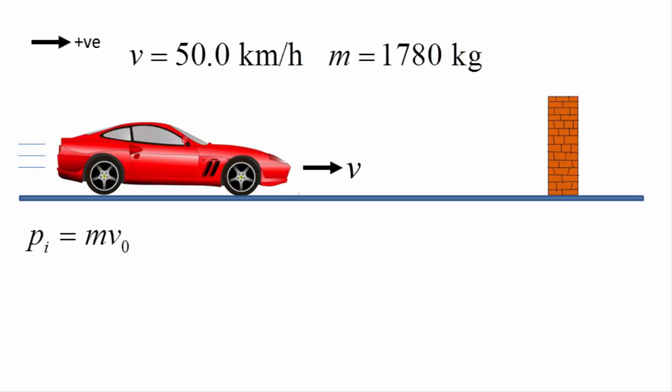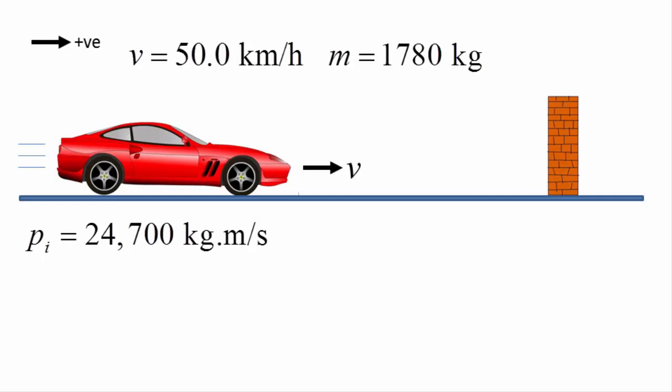The initial momentum of the car is the product of its mass and its initial velocity. Mass is 1,780 kilograms, and the initial velocity is 50 kilometers per hour, or 13.9 meters per second in SI units, given to three significant figures. As the car velocity vector points in the positive direction, then velocity will be a positive quantity. So the car's initial momentum is 24,700 kilograms meters per second, also given to three significant figures.